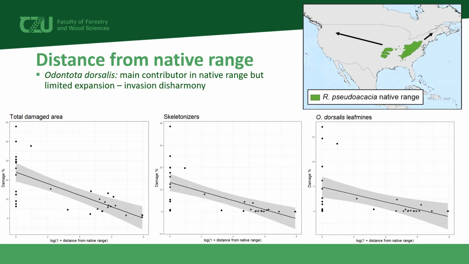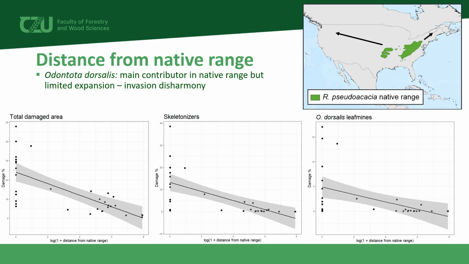Lastly, the research investigated how distance from the native range influences foliage damage. Again, the green area in the map displays the native range. A similar trend was observed, especially with the damage caused by Odontota dorsalis. This is an interesting situation as Odontota dorsalis is known for causing severe damage but has never been able to expand its range much further. This coincides with recent works on invasive beetles, where the chrysomelid beetles, which this beetle belongs to, are underrepresented in this group.